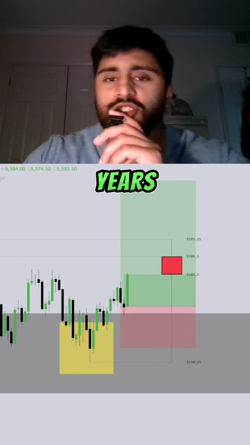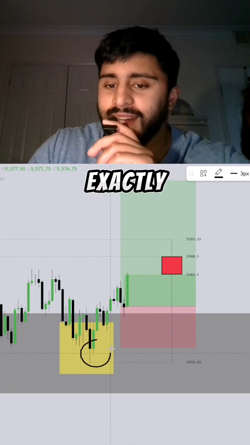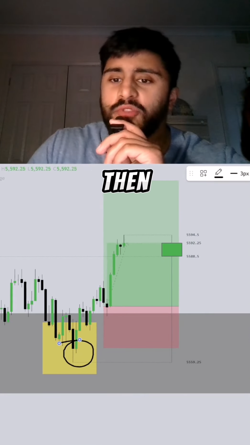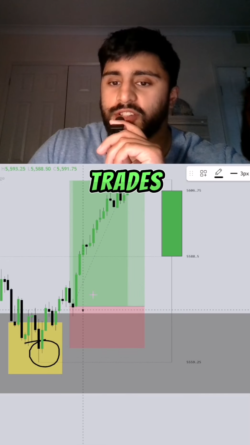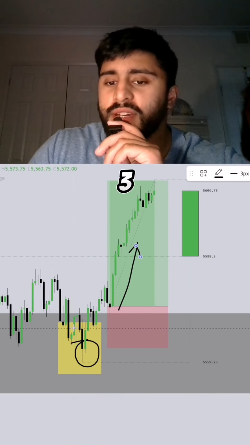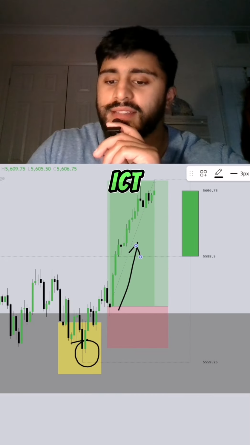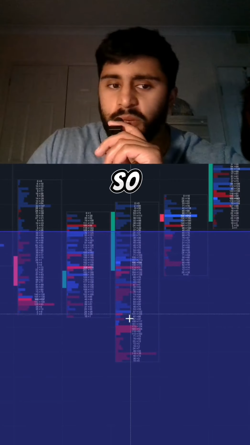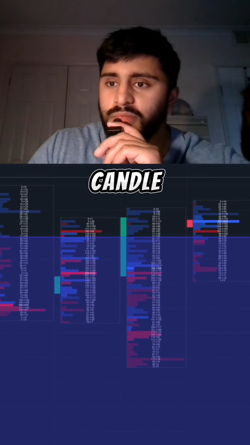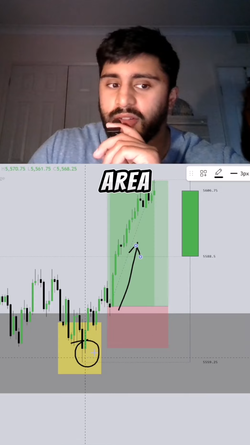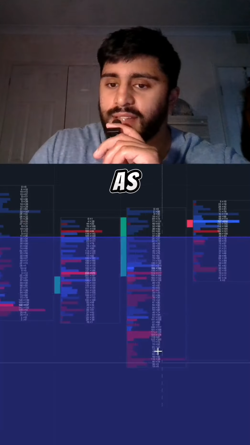I failed for 3 years non-stop until I understood exactly what I was looking for in this region. Then from here, you can find these high risk reward trades just like this, right? But I failed for 3 years because I never understood basic ICT and order flow concepts. So when we look over here, this is the same candle that's over here, right? This area is the same area as this area.